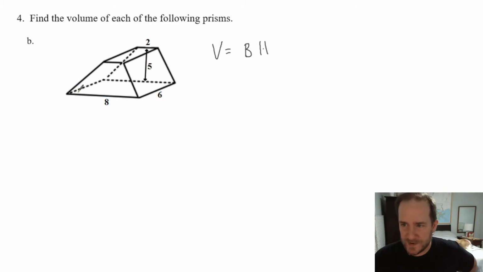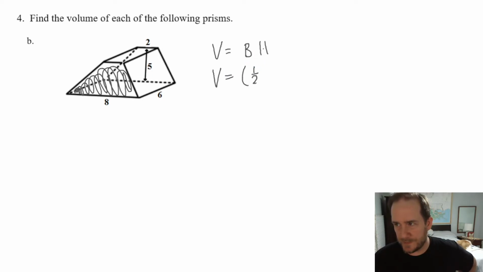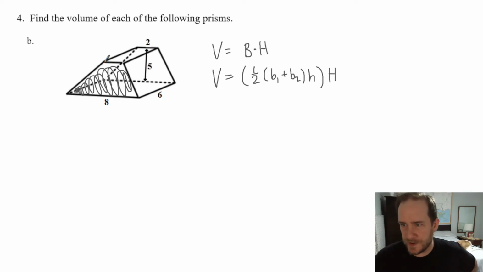Well, like we just said, our base was this trapezoidal face right here. So that means capital B needs to turn into the formula for the area of a trapezoid, which is 1/2 times B1 plus B2 times H. And again, that still needs to get multiplied by the height of the prism. So there's another H over here. This H is part of finding the area of the base. This H is part of finding the volume. Alright, so anyway, what's what?